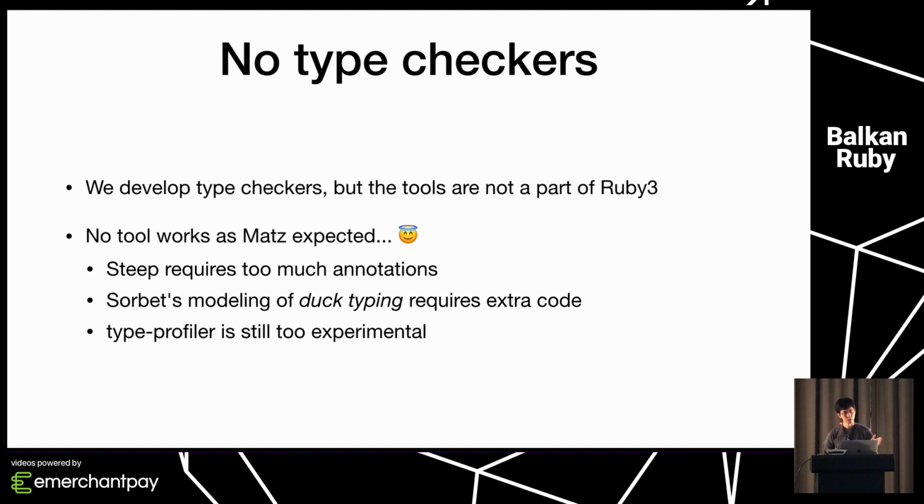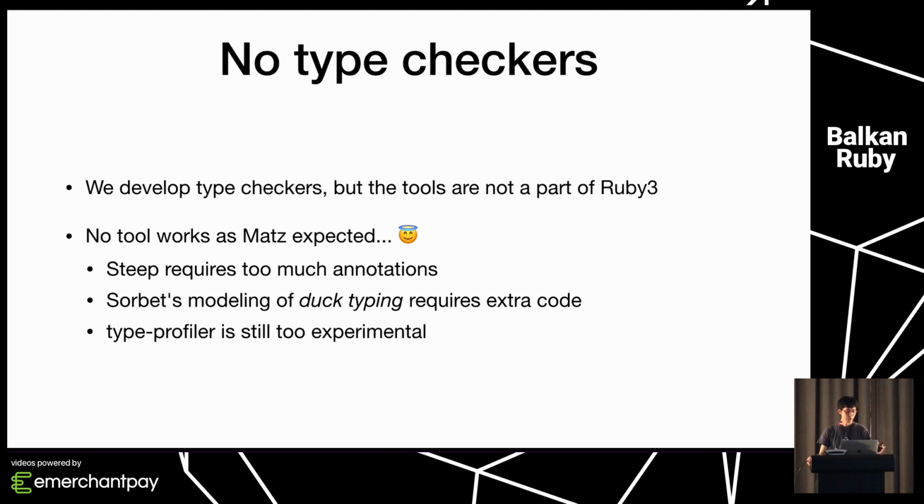A big decision we made recently, Matz made recently, is that there will be no standard type checker for Ruby. So we developed type checkers. The Sorbet team developed Sorbet. I developed Steep. But the tools are not a part of Ruby 3. It is because, I don't want to say this, but no tool works as much as expected.